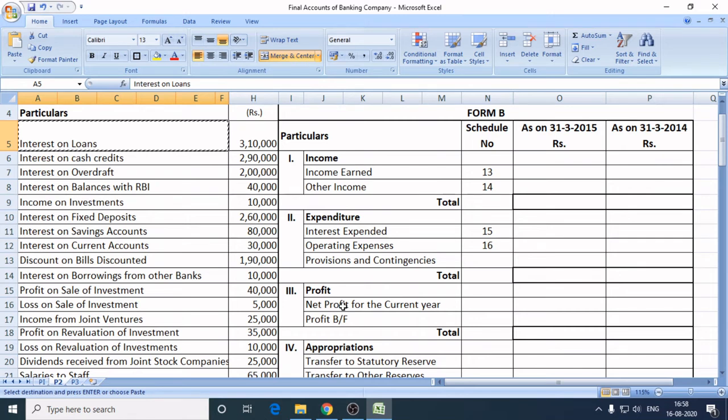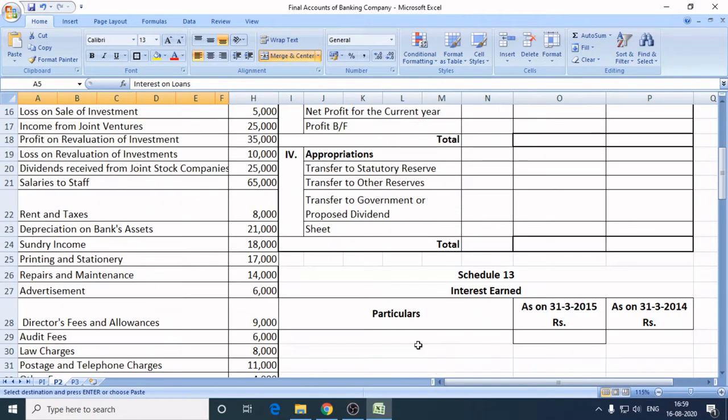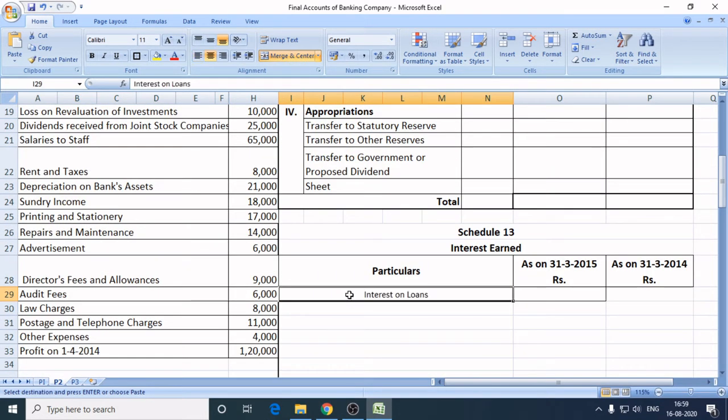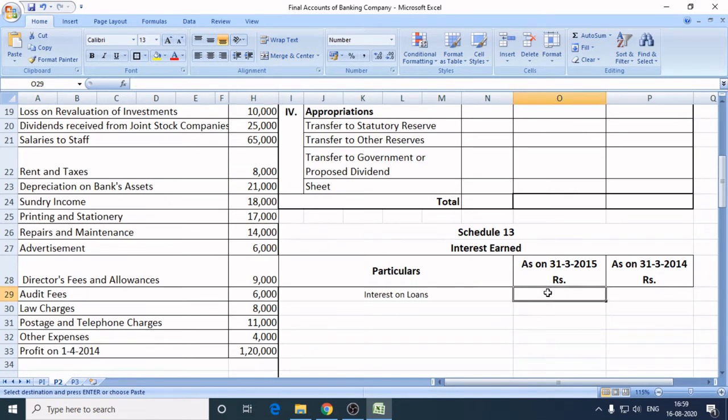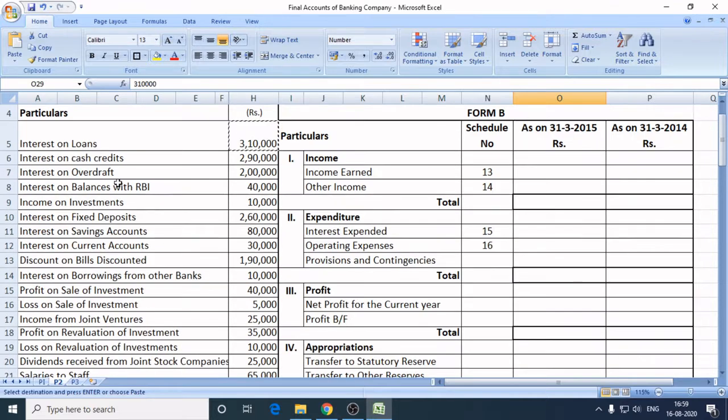So whatever loans are given by the bank, on that sum it has received an interest of rupees 3,10,000, as it is an income of the bank, and as we know schedule number 13 is specifically for interest. We have to show that in schedule number 13. So interest on loan here, and the figure is 3 lakh 10,000.